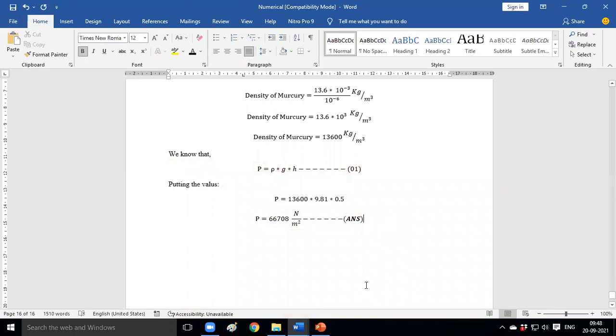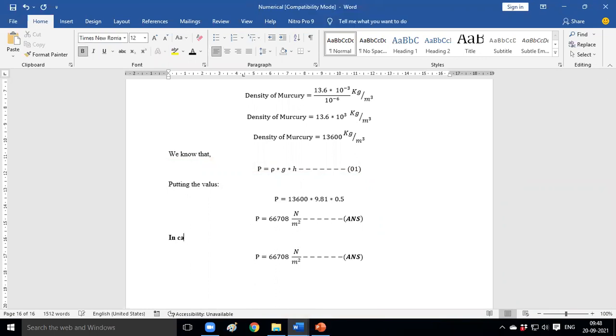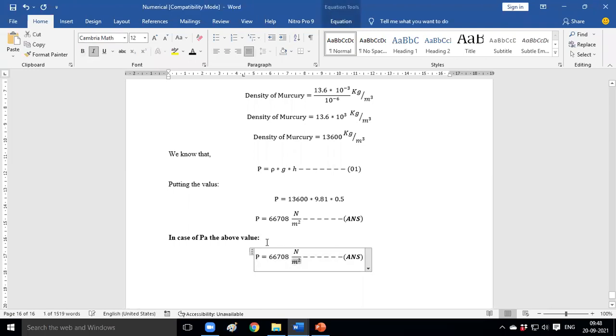What will be its value in Pascal? Tell me, in case of Pascal. Yes, the value will be the same, only replace the unit. What is the reason? Because 1 Newton per meter square equals 1 Pascal.